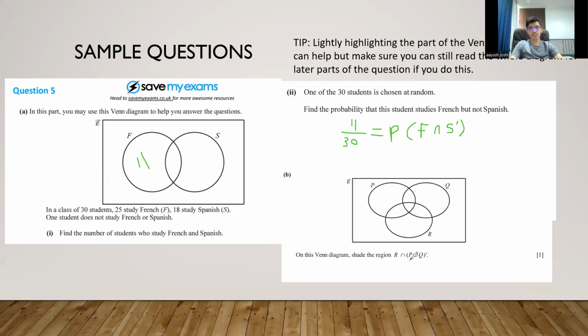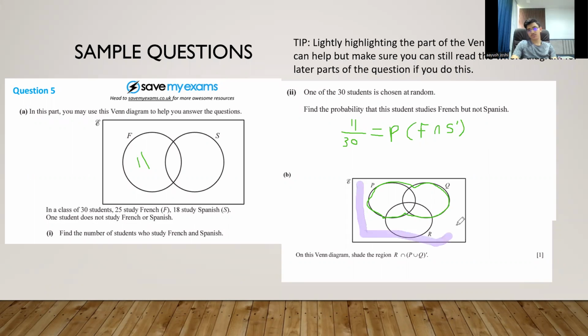On this Venn diagram, shade the region R intersecting with P union Q whole complement. So P union Q whole complement is this part. So we have P union Q. Okay, this part is P union Q. You shade this part first. Then you look at what could be the complement of this. So what part is actually excluded from P union Q? Then you shade this part as the complement of P union Q.